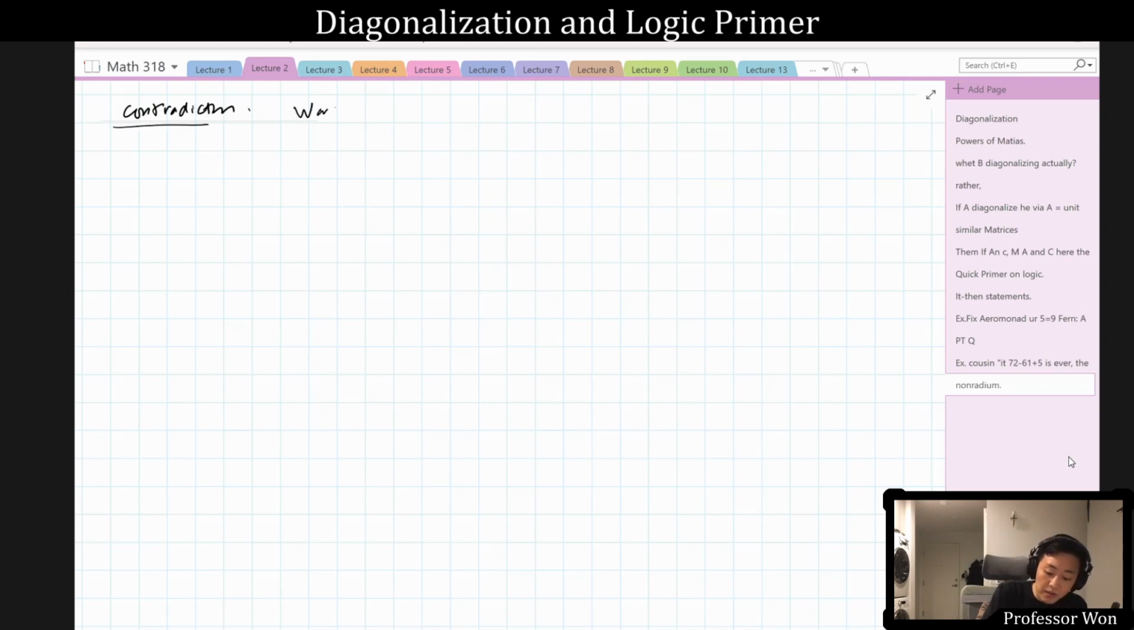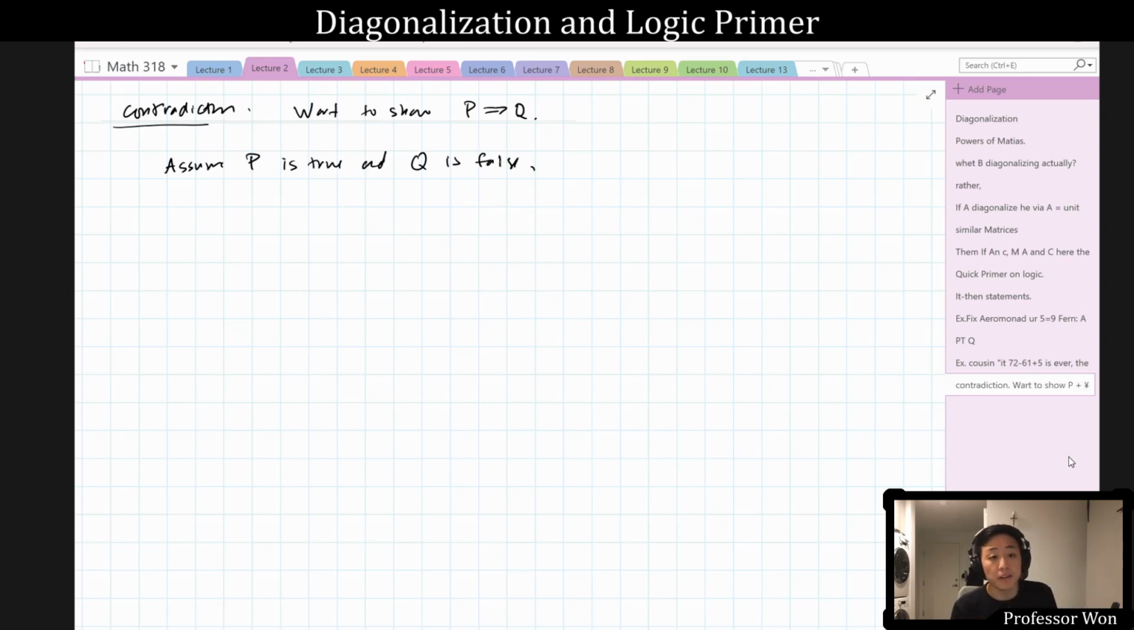Okay, so suppose that you want to show if P then Q. If you want to show that this is true using contradiction, what you do is you assume that P is true and Q is false. What you want to show is if P is true, then Q is true. What this technique does is you assume that P is true and you assume that Q is false. In other words, you assume that you're in a situation that you never want to happen, right?